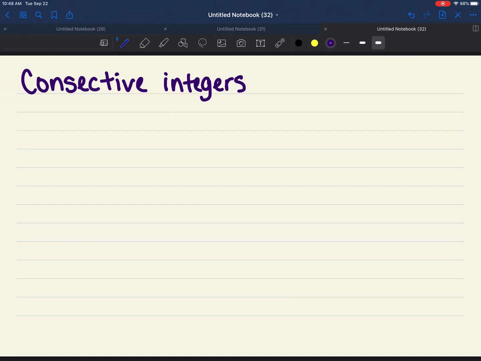Okay, can anyone raise your hand and tell me if I say consecutive integers, give me an example of what consecutive integers would be, Gunnar? 3 and 4. Keep going. 5 and 6. Okay. So 3, 4, 5, and 6, those are consecutive numbers. That means they come right after each other.